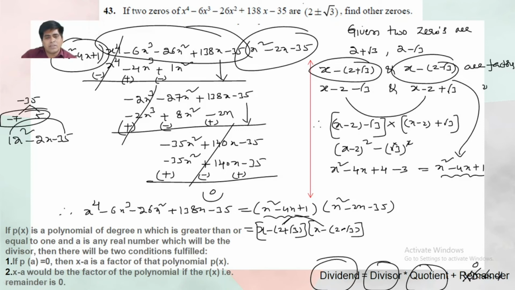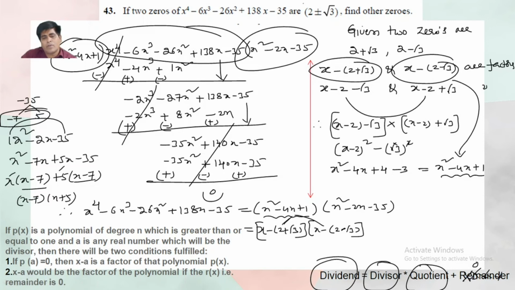I am factorizing it. x square minus 7x plus 5x minus 35. So I can take x common here. If I take x common, x minus 7 is left out. In the last two terms I can take 5 common. If I take 5 common, x minus 7 is left out. Again x minus 7 is common, and if I take it common, x plus 5 is left out. So I can write this quadratic polynomial as x minus 7 into x plus 5. So I got all the four factors.